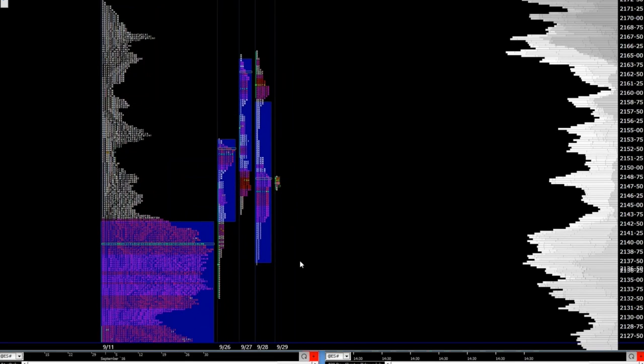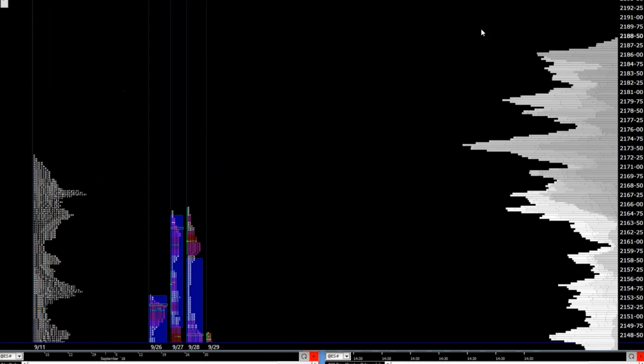for where the ES is, I was really looking for a break and sustained move out. It doesn't look like we're getting that. So I don't know if we're going to keep testing this until we finally get enough momentum to get out of this area. But for the time being, I'm looking to buy into the zone, and my targets are up here, 2170 and higher.